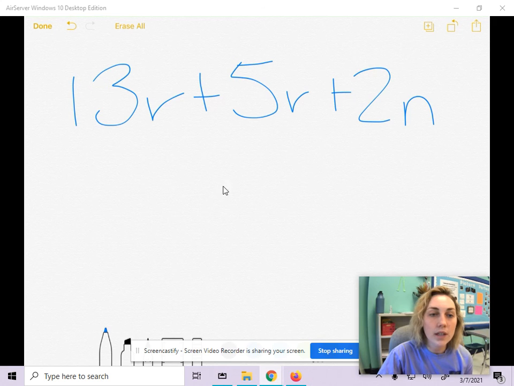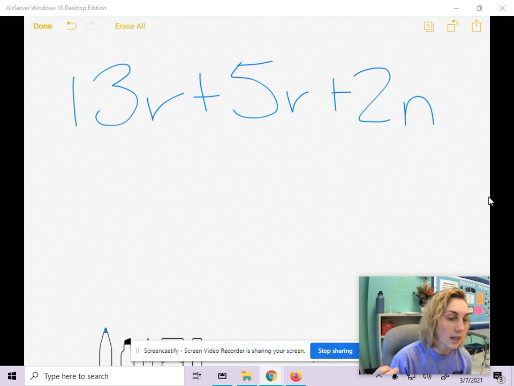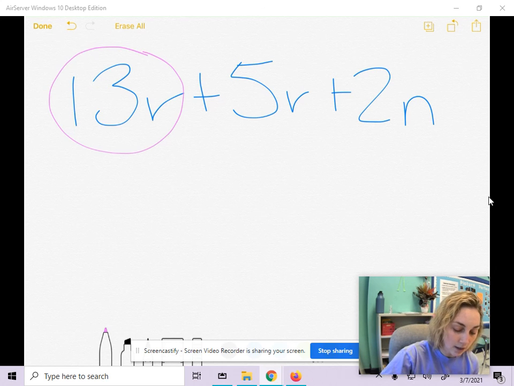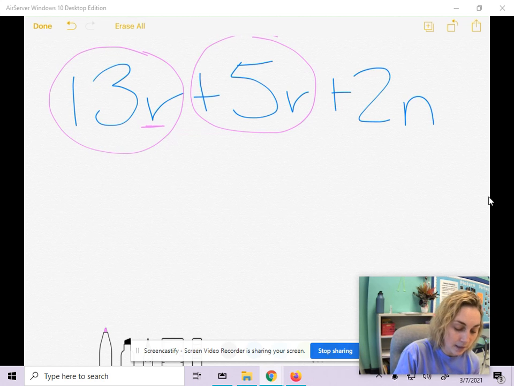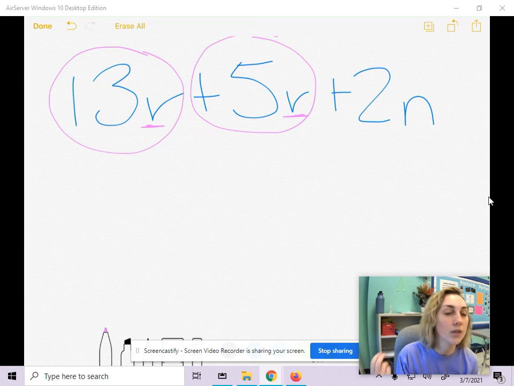All right, so here is our expression. So again, the only terms that we can combine are our like terms. There's only 2 here that are like terms that have the same variable and exponent, and that's going to be 13r and 5r. They both have that same variable, which is r, and then the same exponent because when you don't have an exponent on it, that would be r to the first power. You just have to automatically assume that that's there. So since these are like terms, we can in fact combine them.